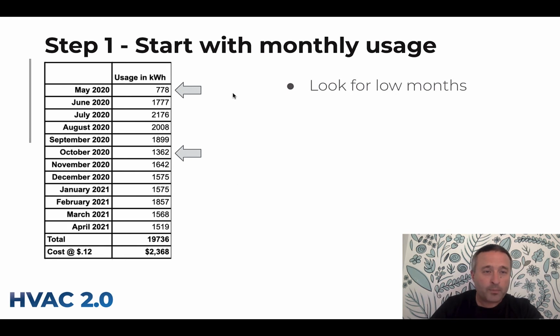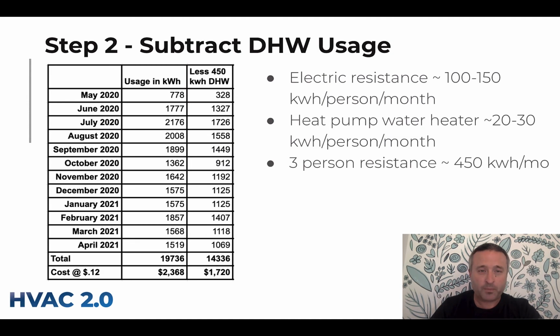Okay, so you want to look for the low months. So May and October are the low months. So May is really low, kind of unnervingly low, because the second highest month is just shy of 1,400 kilowatt hours, and then May is not even 800. So that's a much bigger spread than I might expect, and so that makes me wonder, was that an estimated bill, or were they on vacation, or something like that, because that number doesn't sound right.